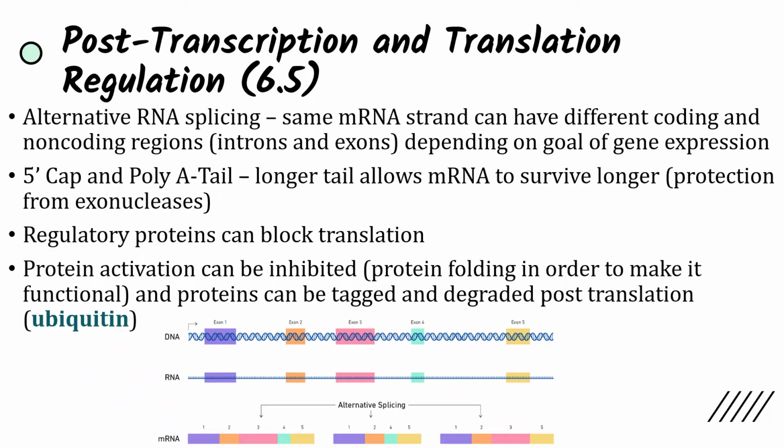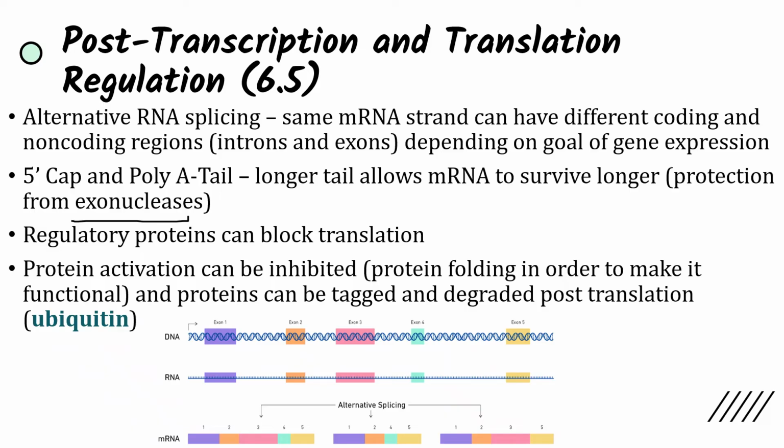And it now has protection from exonucleases, which are enzymes that are going to be looking for discarded nucleotides so that they can become free and used within DNA replication or within transcription, and will cut off nucleotides off of mRNA, but the poly-A tail allows mRNA to survive these exonucleases. Now, regulatory proteins can also block translation or promote translation, just like we discussed for transcription.